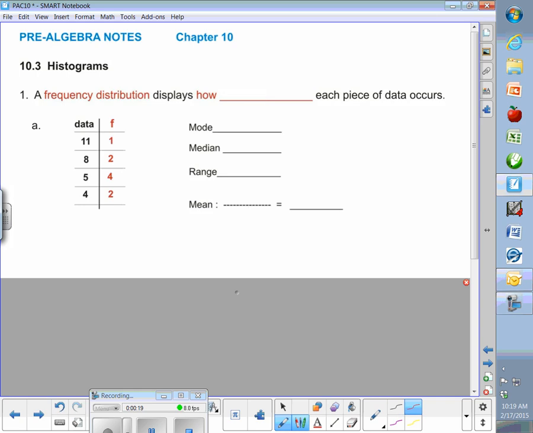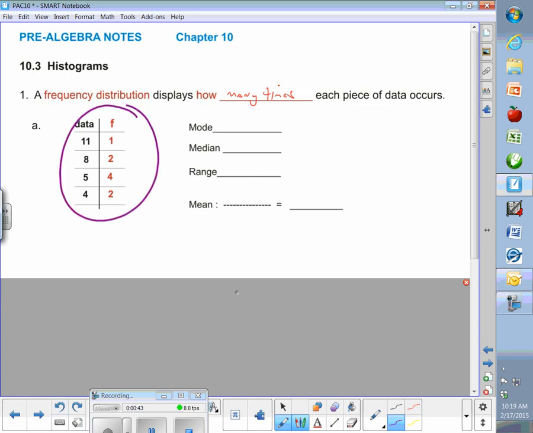All right, we are on lesson 10.3, histograms. And so histograms, what are they? Well, we'll get to them in a minute. Before we get to them, we've got to talk about a frequency distribution. What a frequency distribution does is it displays how many times each piece of data occurs.